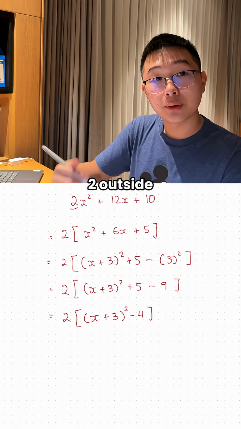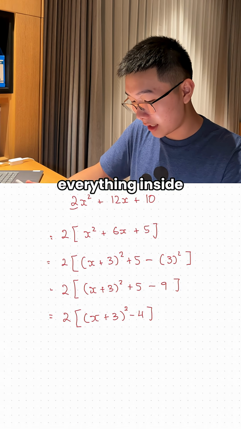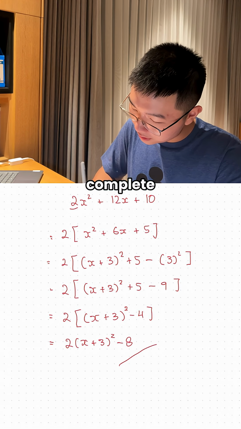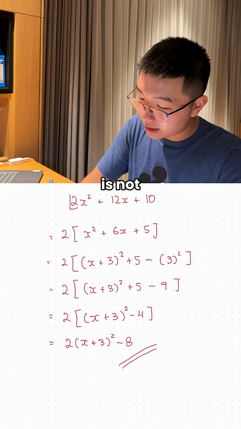Now we still have this 2 outside. So we need to multiply everything inside by 2 now. And that's how you complete the square when your a is not at 1.